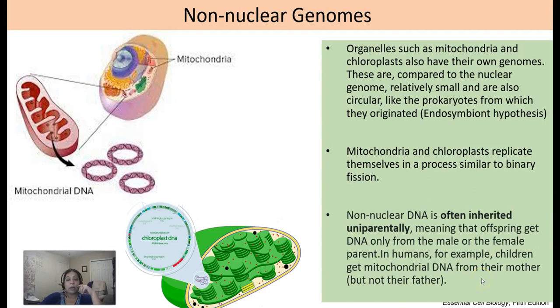One cool thing about these is that they are often inherited uniparentally, which means that you don't get them half and half from mom and dad like you do with your nuclear genome, but rather only from the male or female parent. In humans, for example, the mitochondrial DNA comes just from the mom and not from the dad. So that is an interesting tidbit about these non-nuclear genomes. Chloroplasts are only found in photosynthetic plants, so a similar idea would apply.